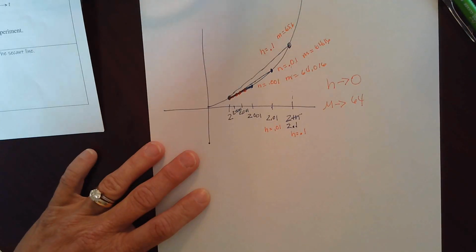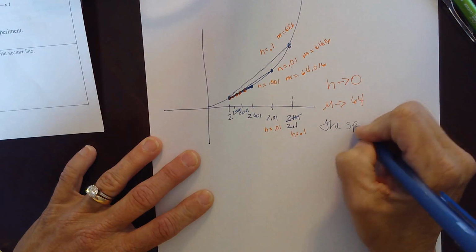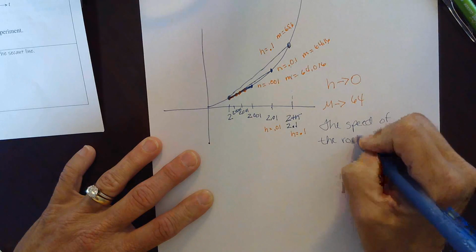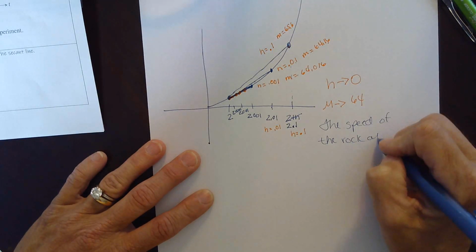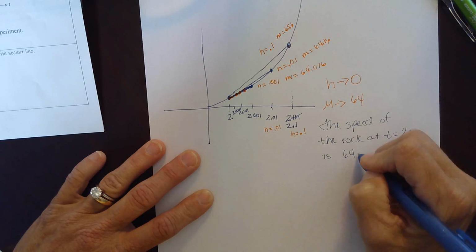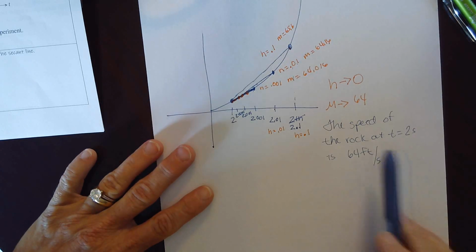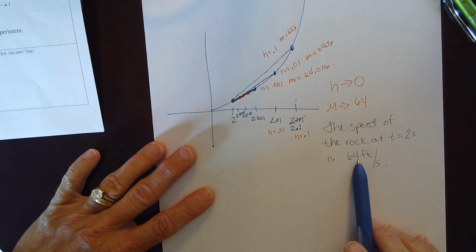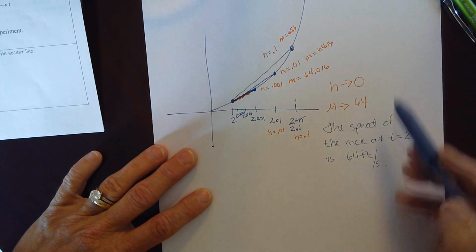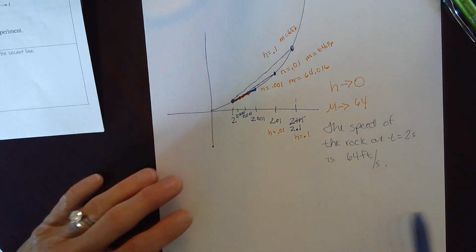And so I'll actually write that on there. So the speed of the rock at t equals 2 seconds is 64 feet per second. So it's this average speed, or this average rate of change, or this value that we take as the instantaneous speed.